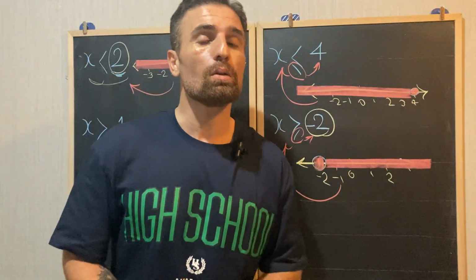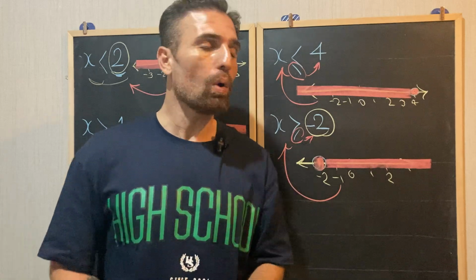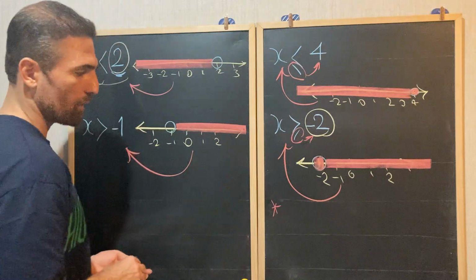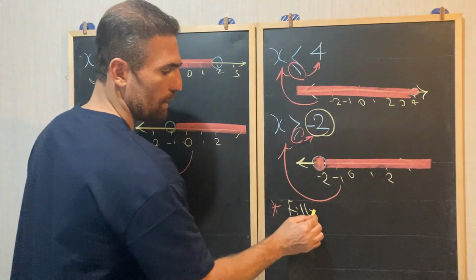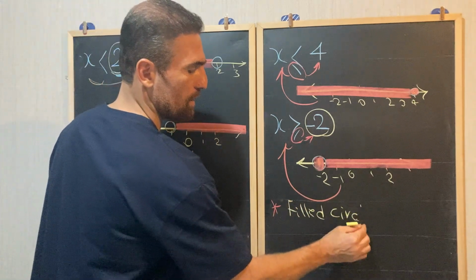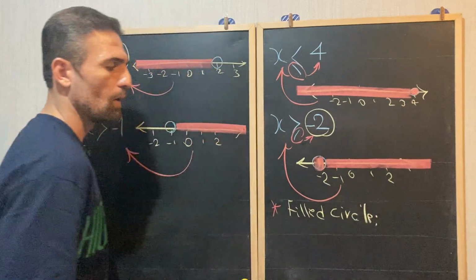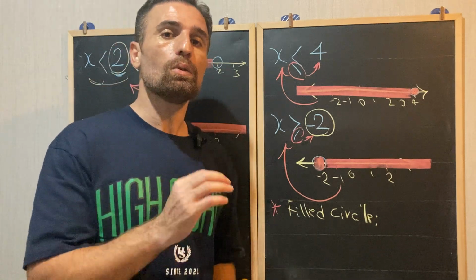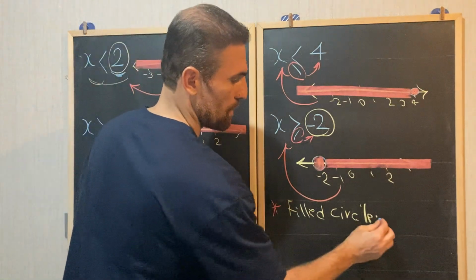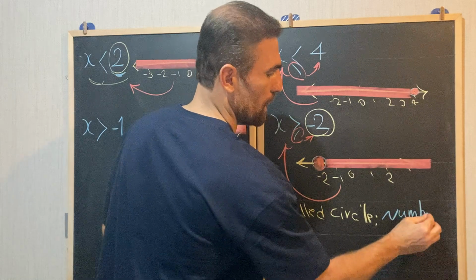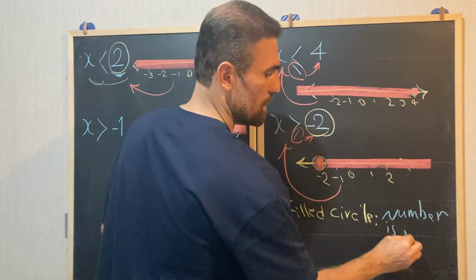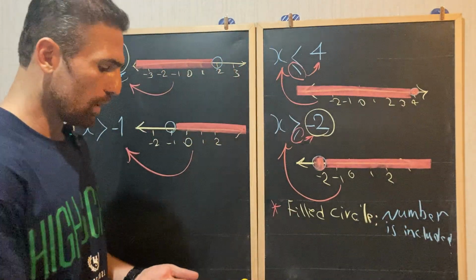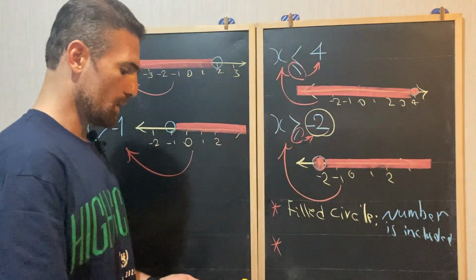But we need to notice two important notes. The first one, filled circle. What does it mean? Filled circle says the number is included. The number is included in the solution.